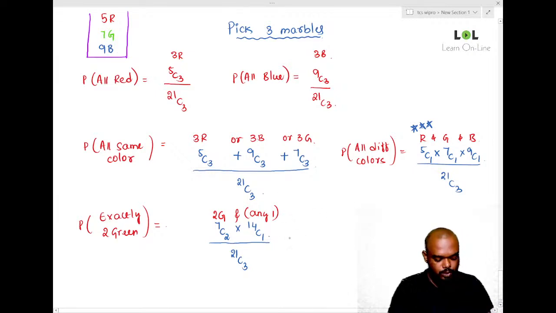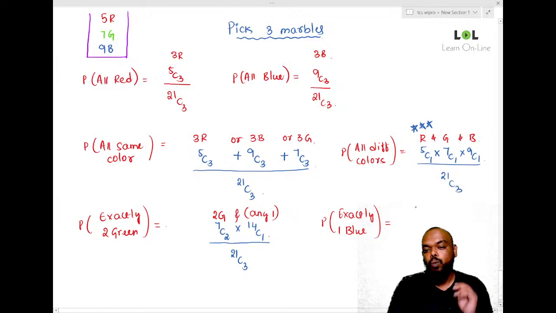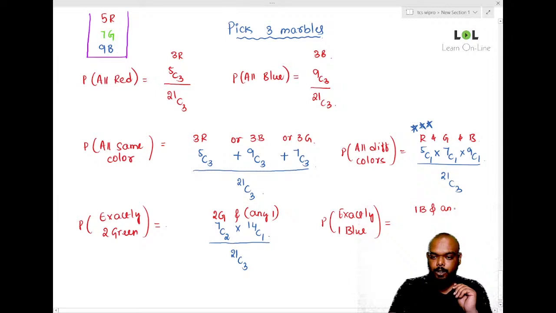Suppose I ask you, look at this question. After this, you'll get complete clarity. Probability of exactly one blue. Tell me the condition, anybody. One blue and what should I write here? Anybody? What will be the condition? Any two, write the version. I can pick any two, right? Now observe the solution.